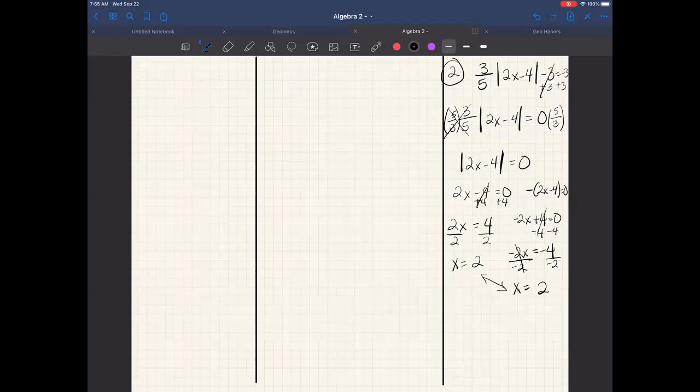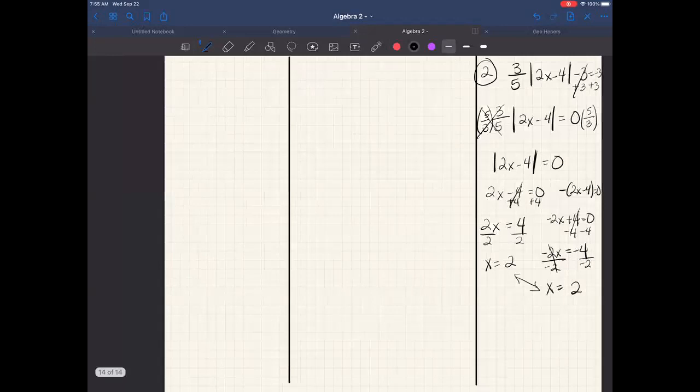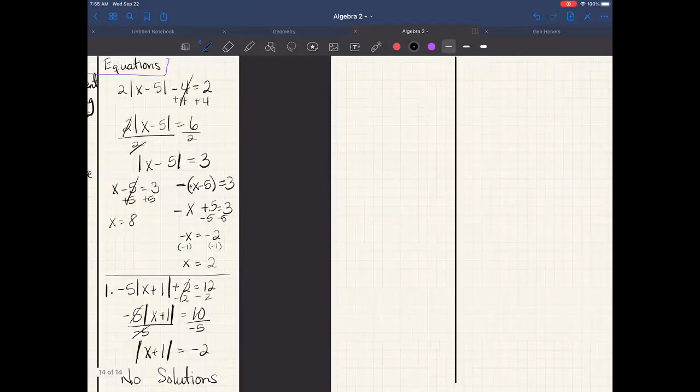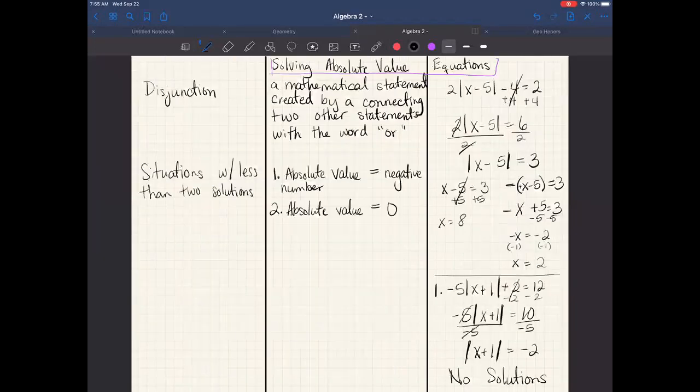Wait, so there can be 2 solutions or one solution? There can be 2 solutions, 1 solution, or no solution. So our first example that we did had 2 different solutions, right? X equals 8 and x equals 2.